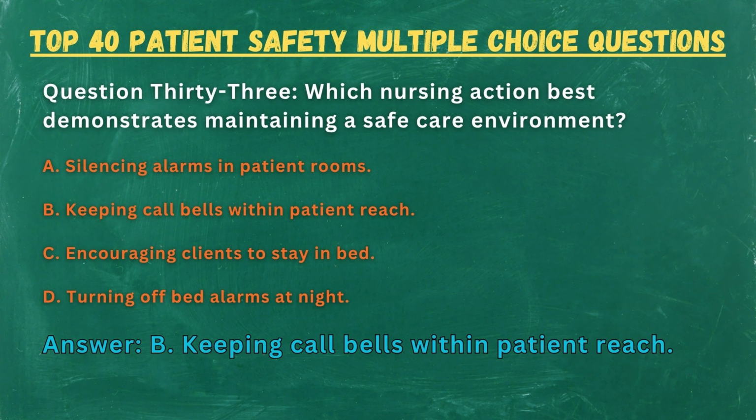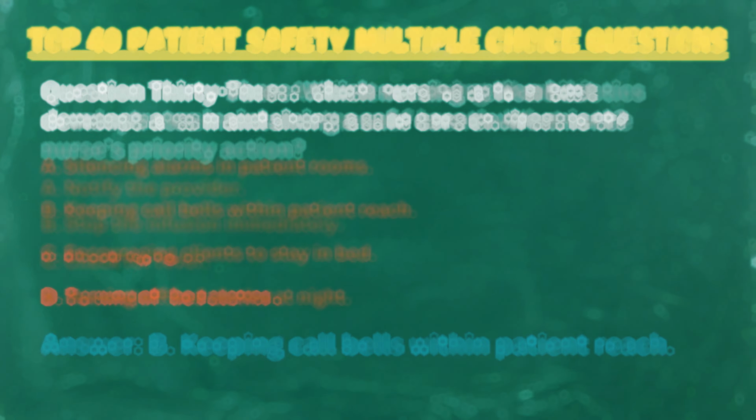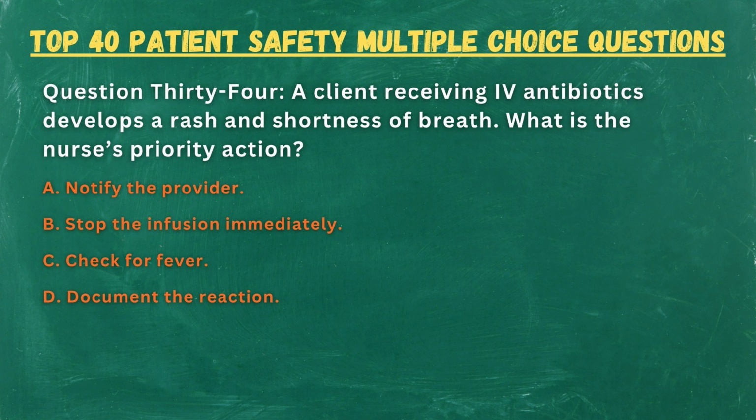Answer: B. Keeping call bells within patient reach. Question 34. A client receiving antibiotics develops a rash and shortness of breath. What is the nurse's priority action? A. Notify the provider. B. Stop the infusion immediately. C. Check for fever. D. Document the reaction.